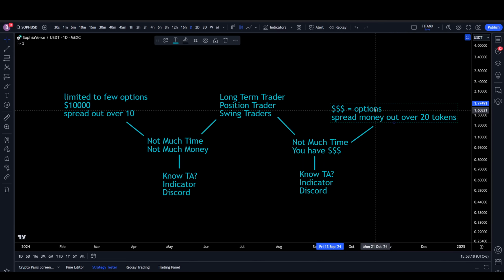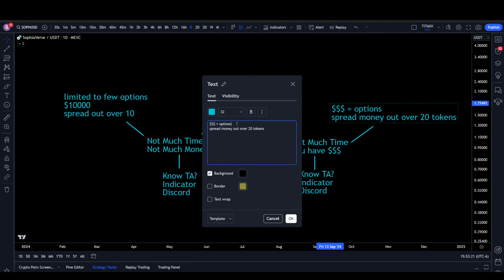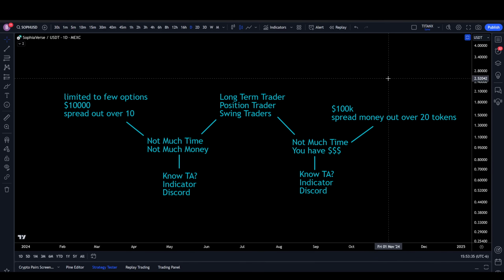So it really depends on how much money this is over here. Let's say it's 100,000. So if it's 100,000 and they're spreading it out over 20 tokens, what is that, 5,000 a token? Is that right? I hope that's right. Otherwise, I'm going to look pretty bad. So yeah, I think that math does check out.